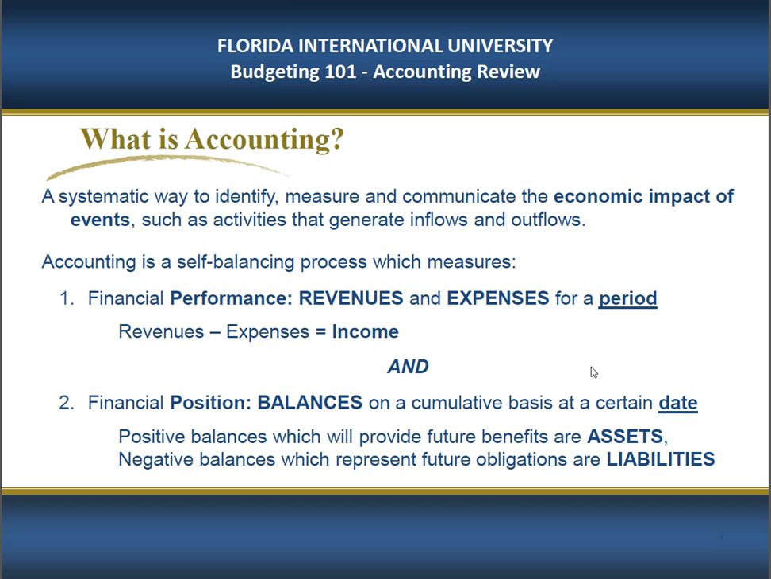Negative balances are liabilities. These represent future obligations or commitments that the organization has, that FIU has. A good example of this would be accounts payable. If we owe a vendor some money for an invoice that is not due yet, that is considered a future obligation to us. We're going to be using our assets in the future to pay off our liabilities.